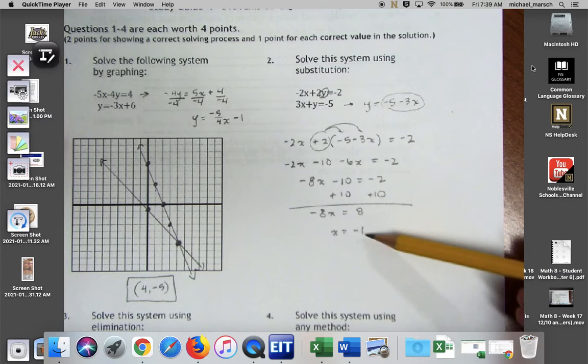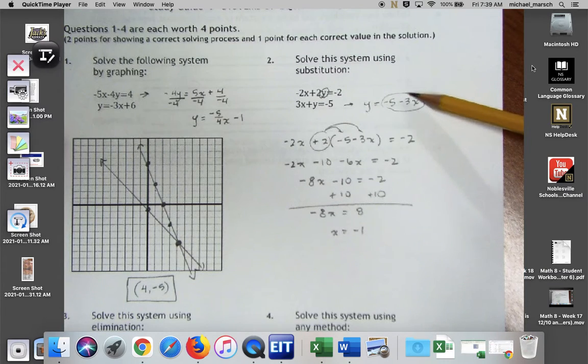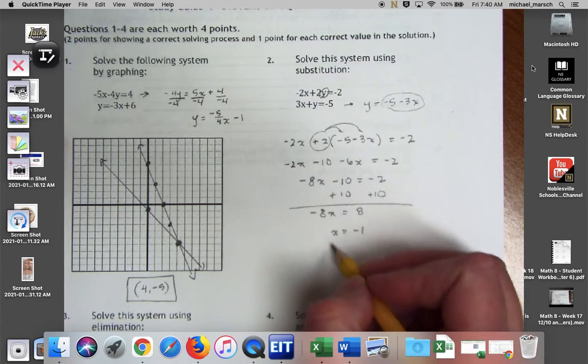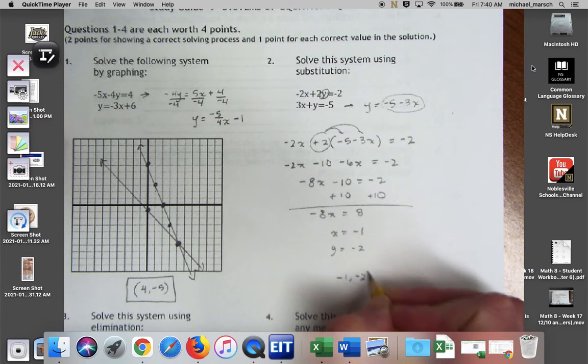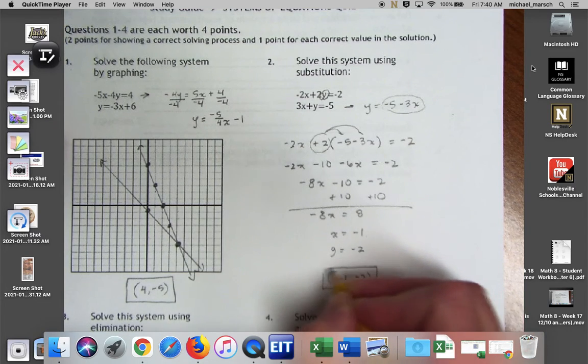And then I can put that up here, right, into this beautiful little equation. So -3 times -1 is 3. So 5 plus 3, because that's now a +3, is going to be -2. So my y is going to be -2. So my answer is going to be -1, -2. All right.